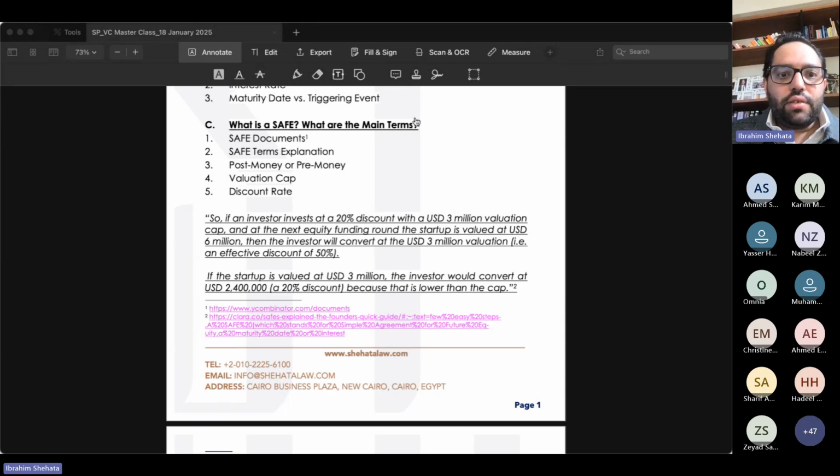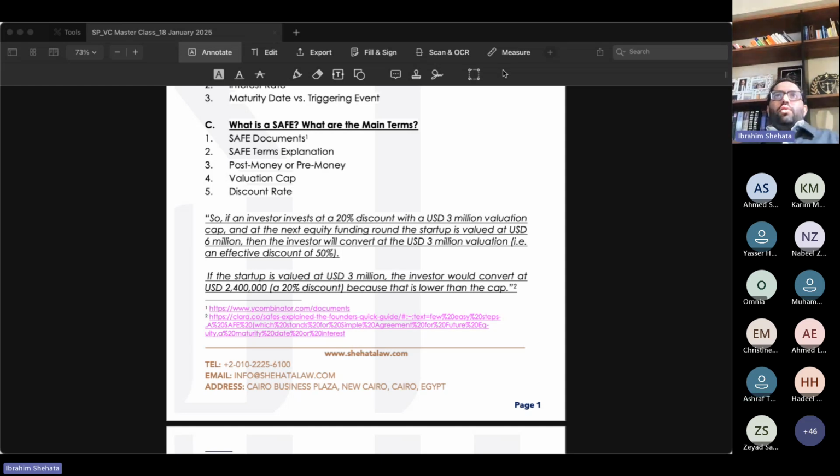Ashraf Tariq, yes. Hello. So my question is, considering that SAFEs lack statutory recognition in most MENA jurisdictions, how do we advise the clients to structure the SAFE to avoid any enforceability issues?